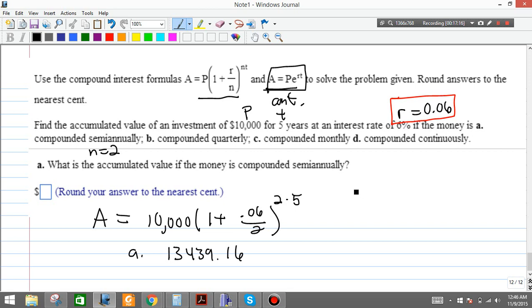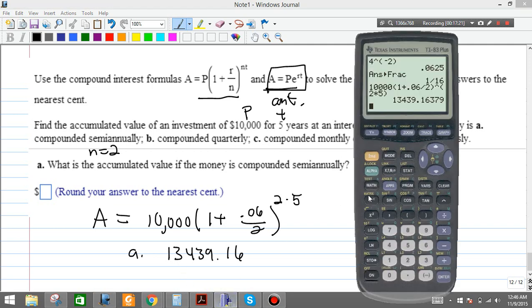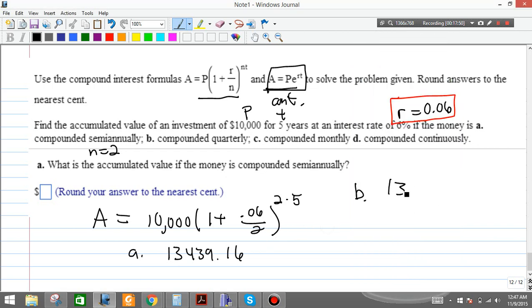B is going to be quarterly. And so that means I want to go back and put a 4. And so what we want to do is I can just do second entry and go back and put 4 times a year instead of 2 times a year, instead of re-entering it like I did before. So that's $13,468.55.